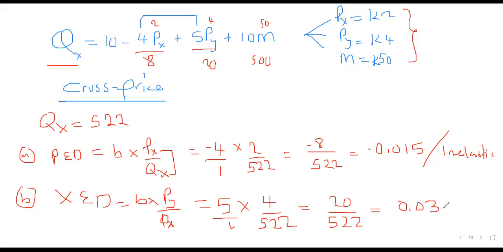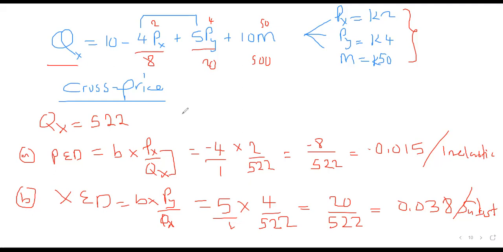What is our comment? It's a normal good. Inelastic. Positive, yes. But we don't say it's a normal good for cross price elasticity. For cross price elasticity, you say a substitute or a complementary good. It's a substitute because it's positive. If it was negative, we say it's a complementary good. So it's a substitute good.